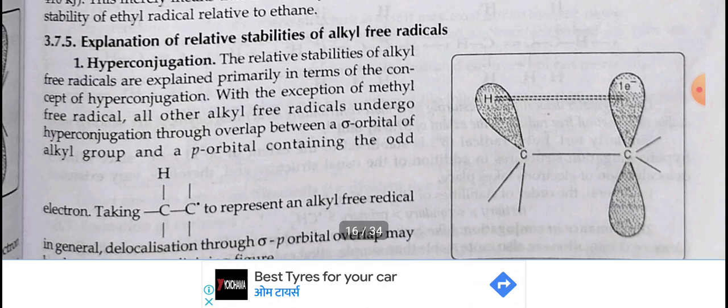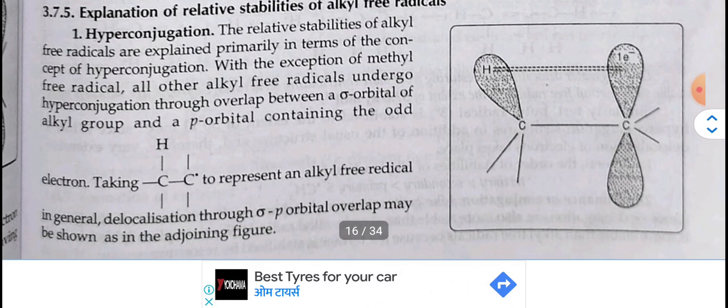Explanation of relative stabilities of alkyl free radicals. Hyperconjugation. The relative stabilities of alkyl free radicals are explained primarily in terms of the concept of hyperconjugation, with the exception of methyl free radical. All the other alkyl free radicals undergo hyperconjugation through overlap between a sigma bond of the alkyl group and a p orbital containing the odd electron.